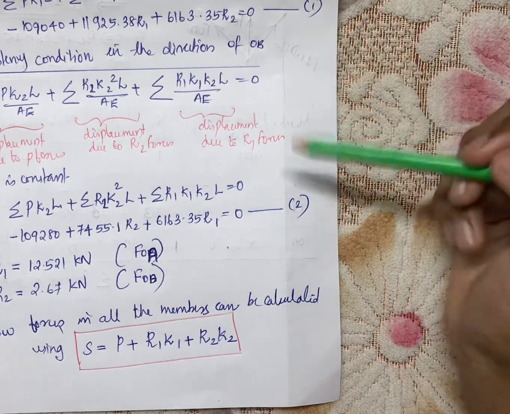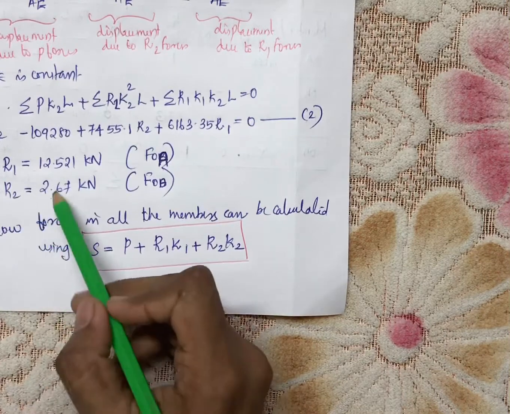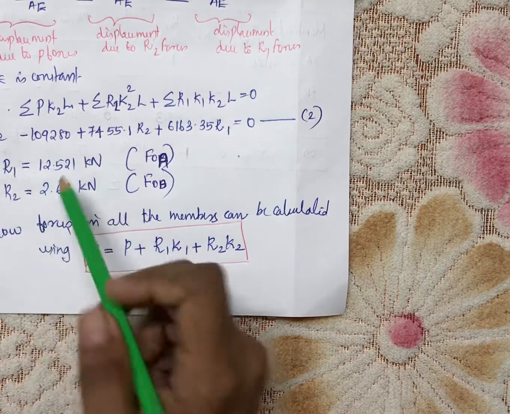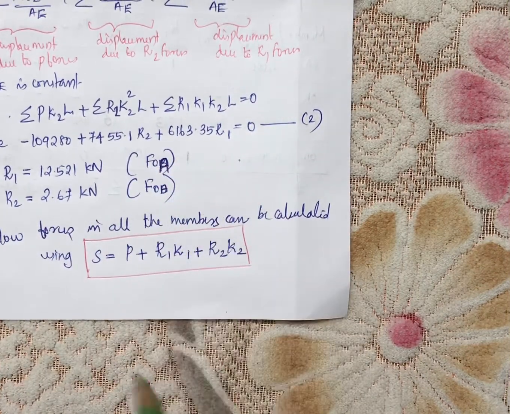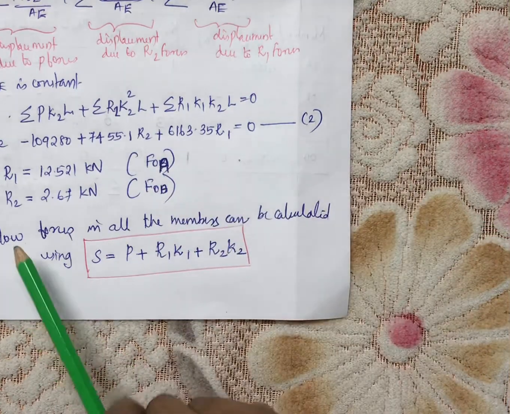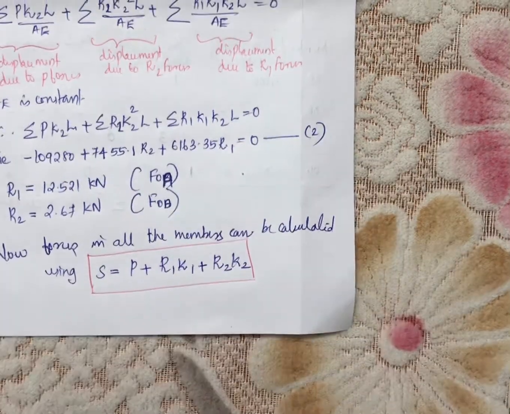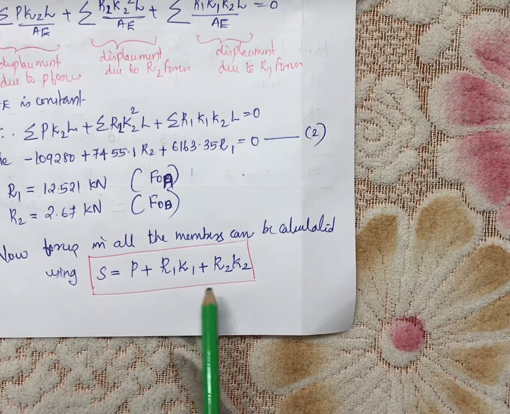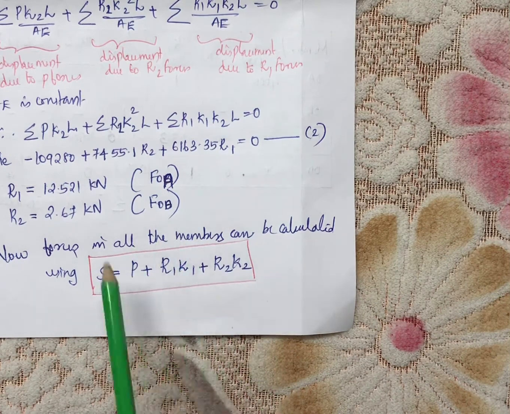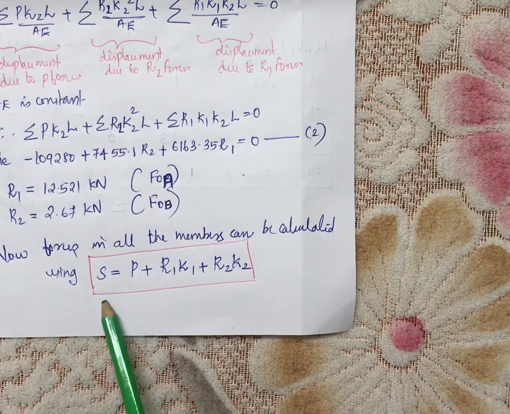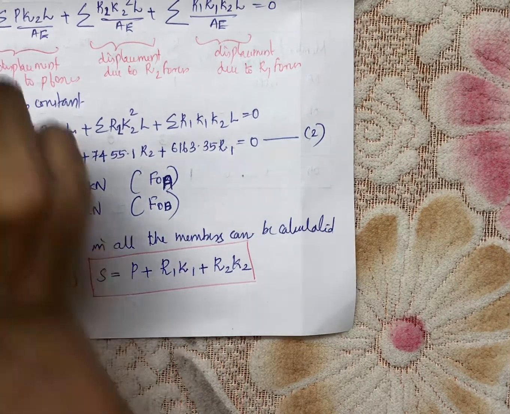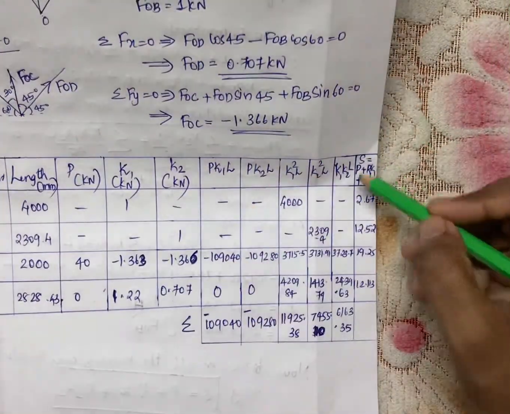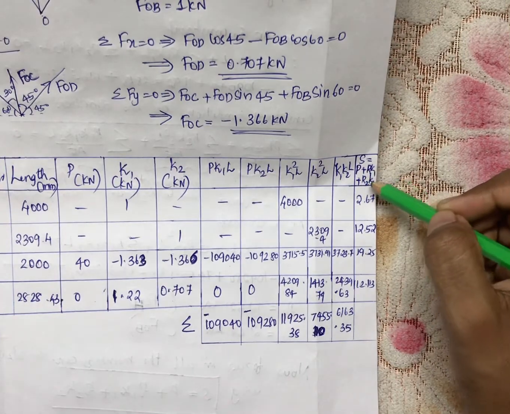By solving equations 1 and 2, we get R1 equal to 12.52 kilonewton and R2 equal to 2.67 kilonewton, where R1 is the force in member OA and R2 is the force in member OB. After getting the values of R1 and R2, we can find all the forces in every member, that is S is equal to P plus R1 K1 plus R2 K2. This is the equation when we have two redundants. This is the last column in the table.